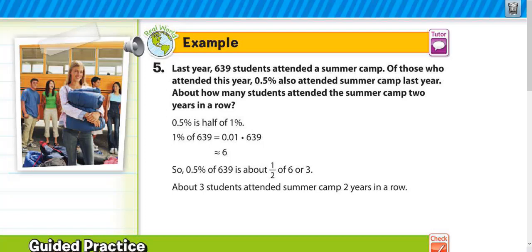Okay, here we are on the last page of what we're going to do with the lesson. So we're about to start some guided practice problems. Take a quick look at example 5, and it's the same idea that we did with the last Got It problem. 0.5% of the students attended camp both years. They took the 1% of 639, and they said 1% is about 6. So 0.5% or half of 6 would be 3. So about 3 students out of those 639. Maybe it's not a very good camp if only 3 kids attended both years.